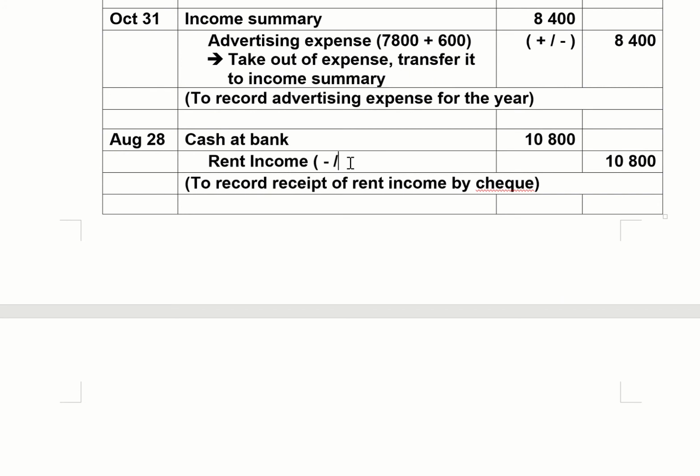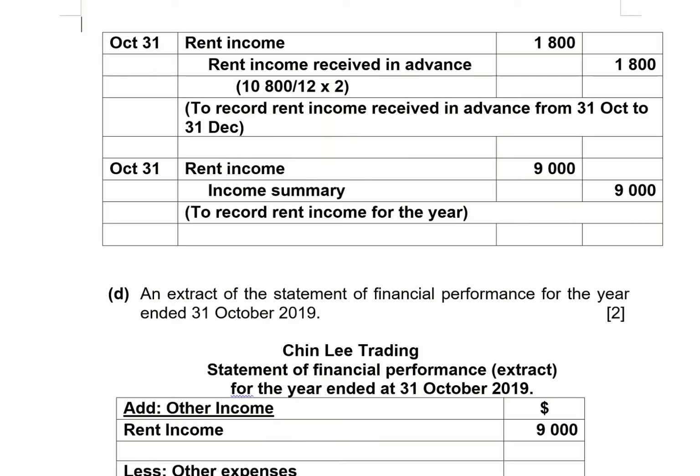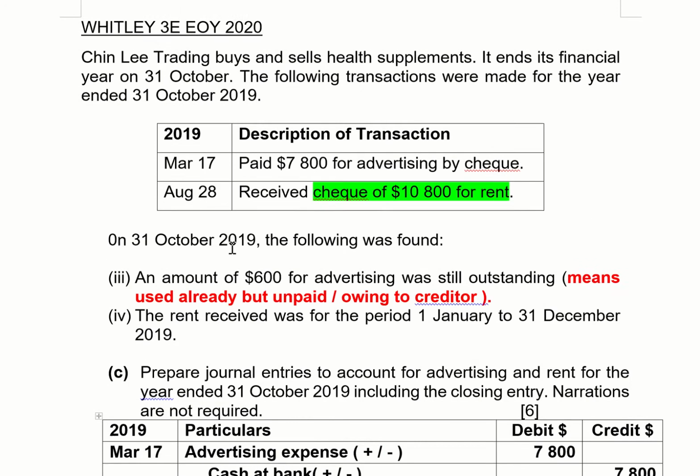Accounting rule is minus plus, and you are going to record it as a plus. Rent income increase, credit 10,800. And then you will record cash at bank, debit. Why? You receive money for rental income. I think this is still quite straightforward. All right, let's take a look at the other account affected. The other account affected is your rent income.